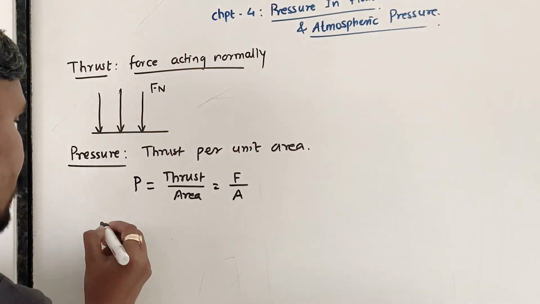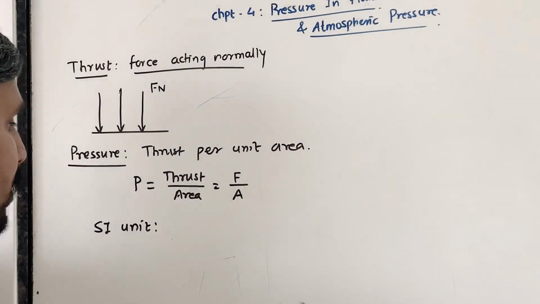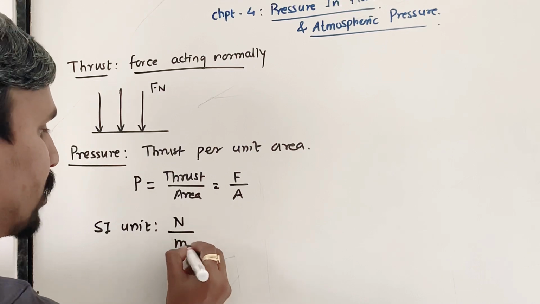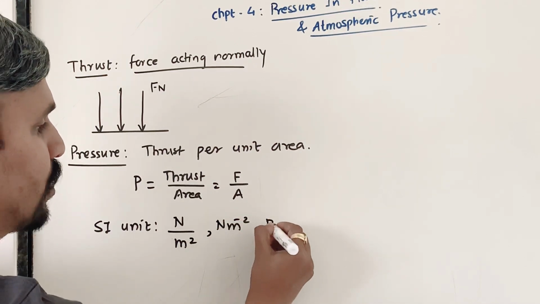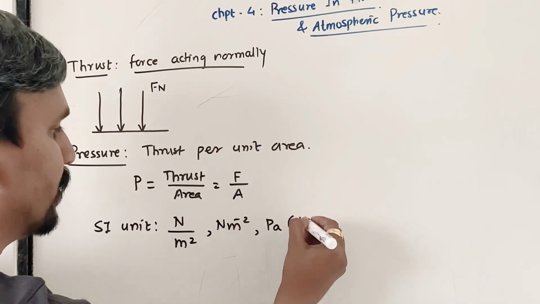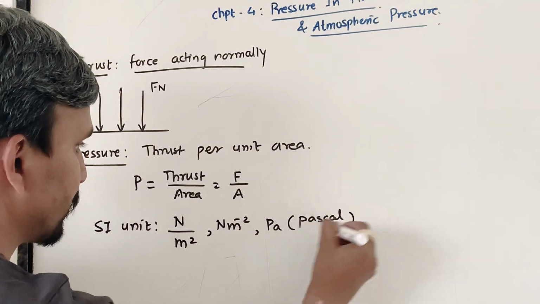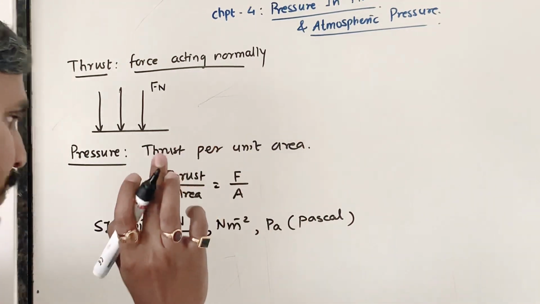Now what will be the SI unit of pressure? So SI unit of pressure: force is in Newton, area will be in what? Meter square. So this is written as Newton per meter square, which is also called as what? Pascal. If it is in symbol form it is Pa, and if it is the entire word, it is pascal. Right? This is the name of the scientist, therefore p is small, that is pascal.